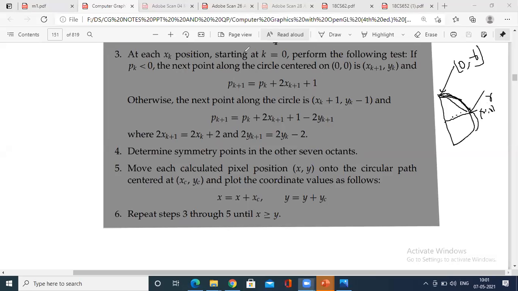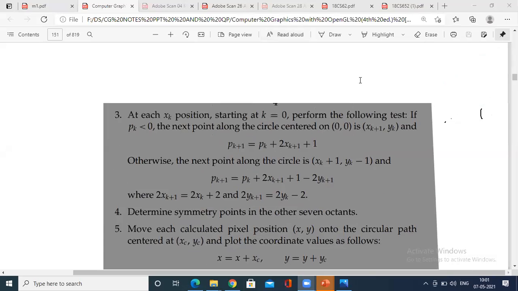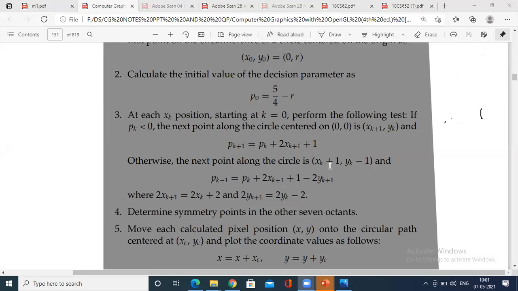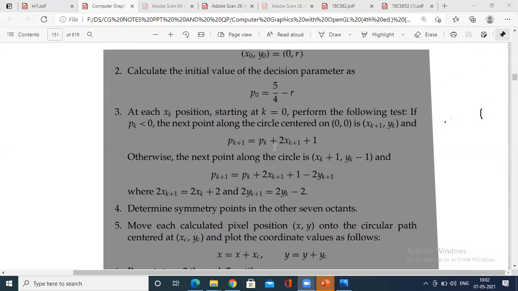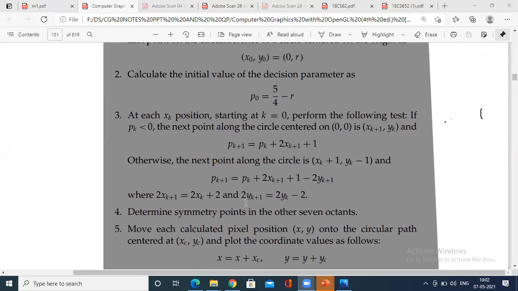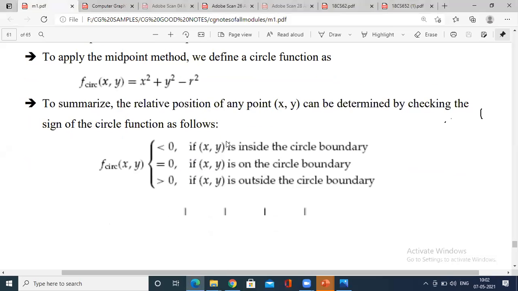So this is what we have about Bresenham's circle drawing algorithm. Altogether you have to remember the initial decision parameter, that is P naught. How do you calculate the value of P naught? And you determine the decision parameter Pk plus 1 based on the value of Pk, whether it is less than 0. Initially you have to find this. So let us go to the PPT.